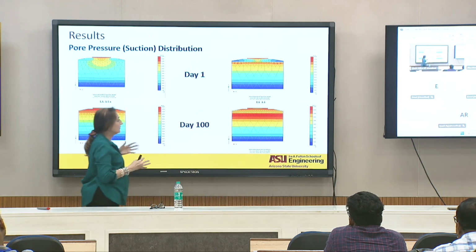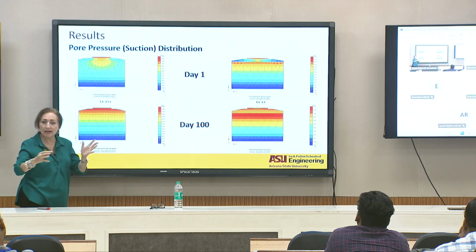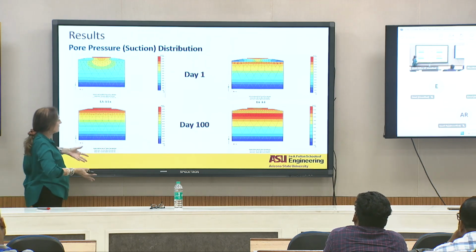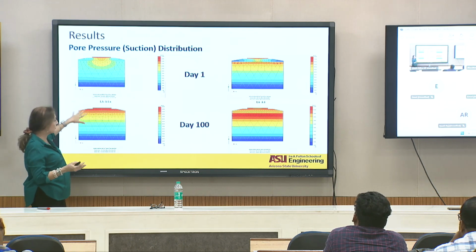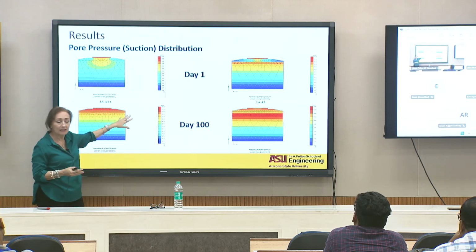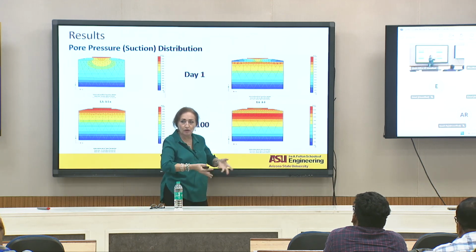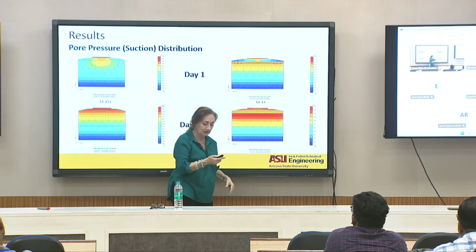And then after 100 days, if you start dissipating all this water, then basically you see that the suction just increases to a point when everything dries again, right? This one dries less because just to take water out also takes more time.